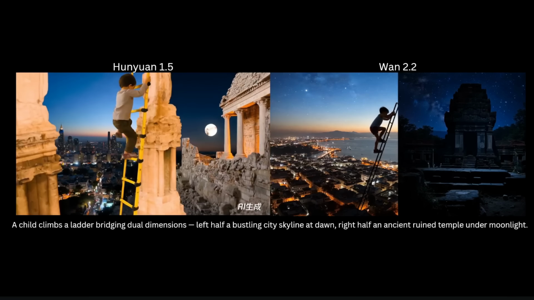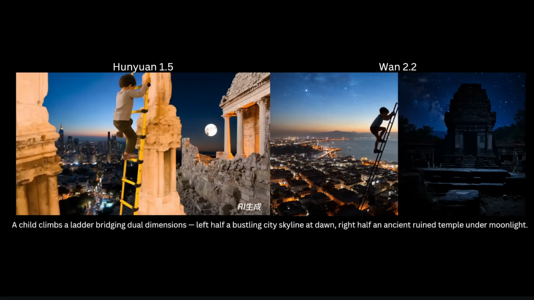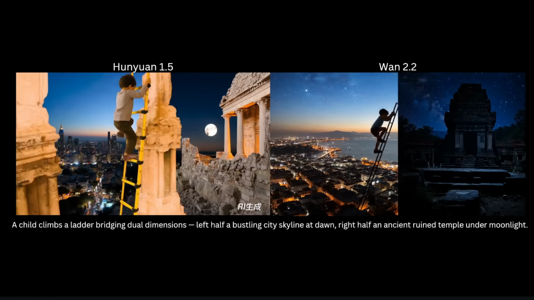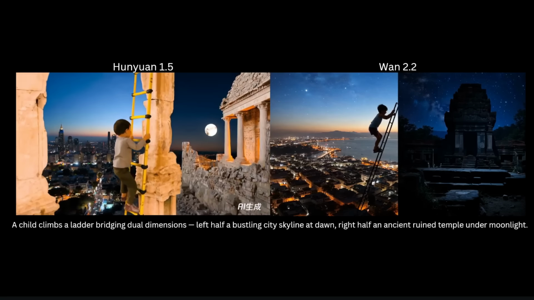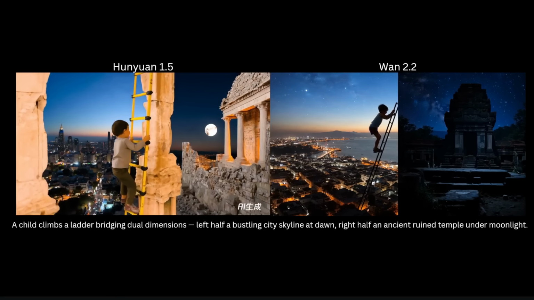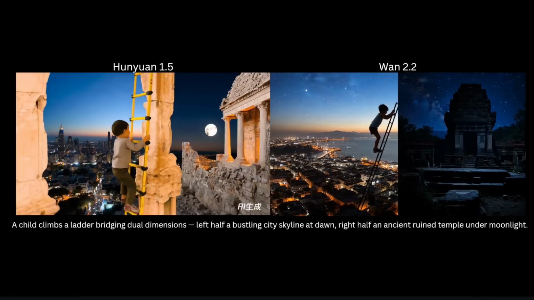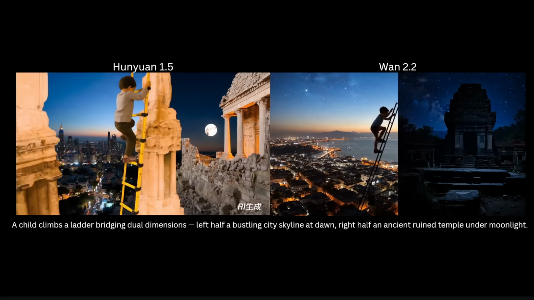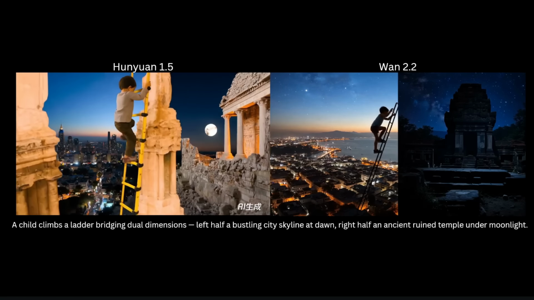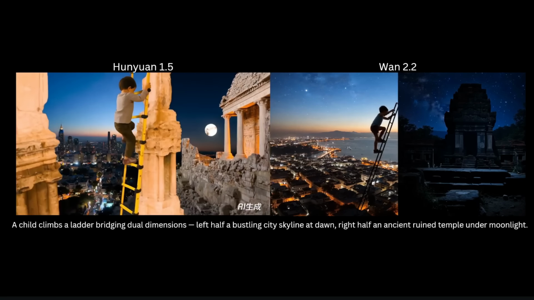Here's another example testing its prompt understanding and following. So the prompt is a child climbs a ladder bridging dual dimensions. The left half is a bustling city skyline at dawn. The right half is an ancient ruined temple under moonlight. And actually, both of these are not bad, but I would say Hunyuan 1.5 is a bit more coherent. Whereas for Wan 2.2, it's just kind of split screening the scene, so the dimensions don't really blend in seamlessly. Plus, Wan 2.2 doesn't really have moonlight, which I specified in the prompt. So again, for this example, I would have to prefer Hunyuan 1.5.